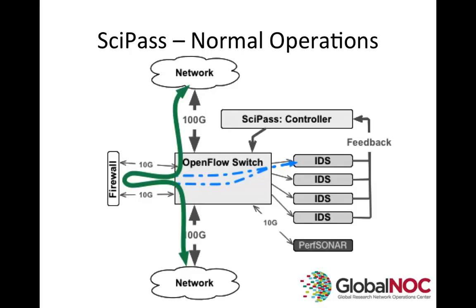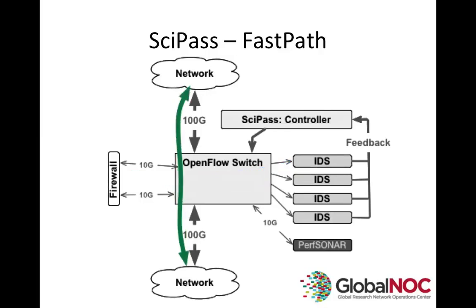When an IDS sensor detects a known good flow, it reports the flow to the SciPass controller. The SciPass controller then instructs the OpenFlow switch to fast path the traffic, bypassing the firewall and IDS sensors, increasing the performance of the flow. This frees up resources on both the institutional firewall and the IDS cluster, improving the overall network experience for everyone. Now let's see a demo of SciPass in action.